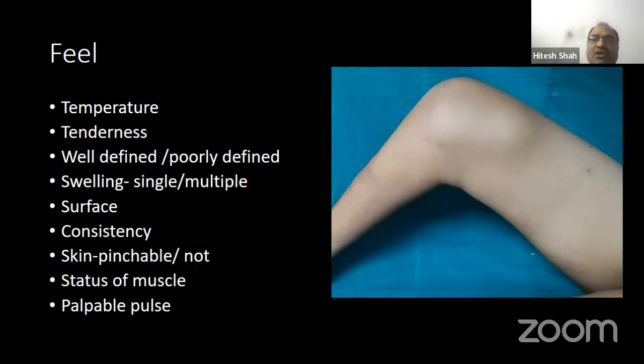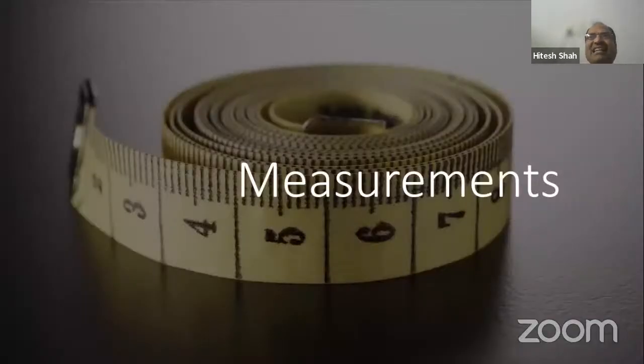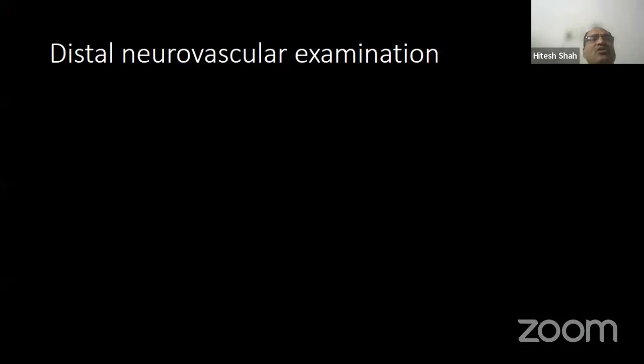Skin, whether it's pinchable or not. Most benign tumors are pinchable, with no involvement of skin. It will give you an idea whether the skin is involved or not. Status of muscle means when contracted, whether it is deep-seated in the bone or not, and palpable pulse, whether it is a pulsatile swelling or not. Very standard way of checking the range of movement of the nearby joints, like for the distal femur, you need to check the knee and hip joint movements and measure exactly whether there is any movement discrepancy. Always do the distal neurovascular examination.